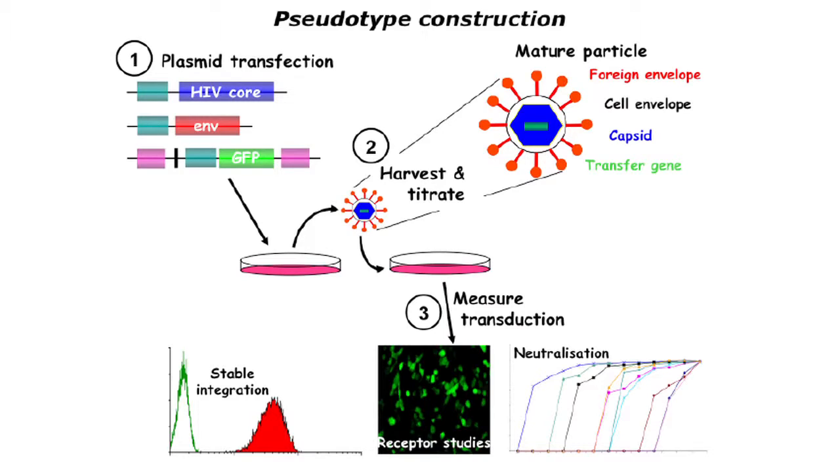So the viruses harvested from our supernatant can then be used to study specific individual genes through stable integration, reporter or receptor studies, looking at specific interactions between the viral glycoprotein and the cell, and for what we hope will be surrogates to using live, highly pathogenic virus in neutralization assays.